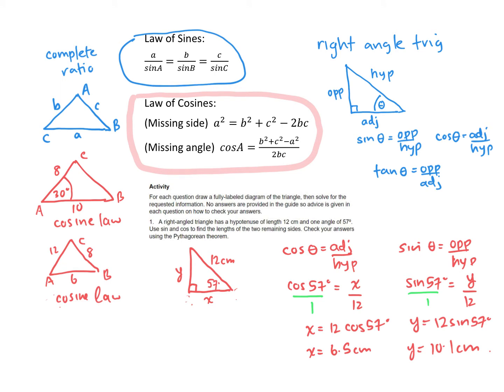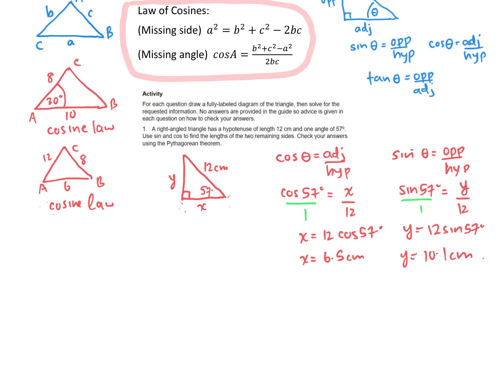So it's just normal right angle trig, finding the value of sine and cosine, and then we're going to check our answer using the Pythagorean Theorem, because it is a right angle triangle. So it should be able to have the left side equal the right side if I put in these values. So I would have 6.5 squared plus 10.1 squared should equal 12 squared. And we'll just calculate that.